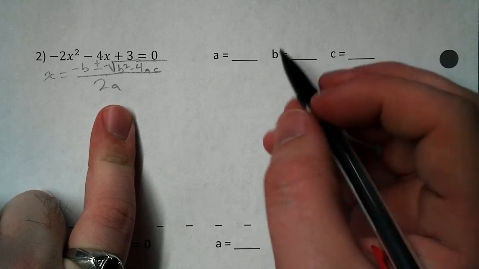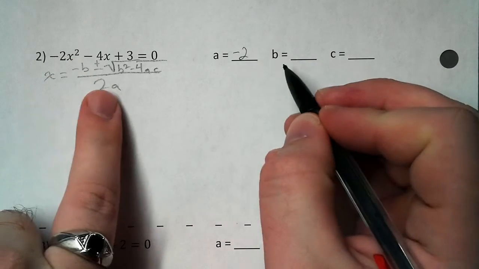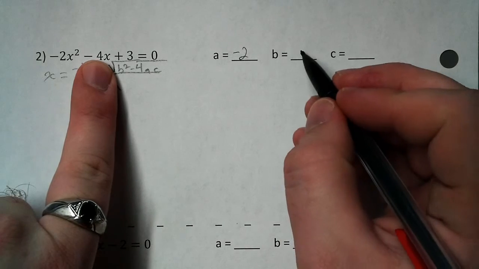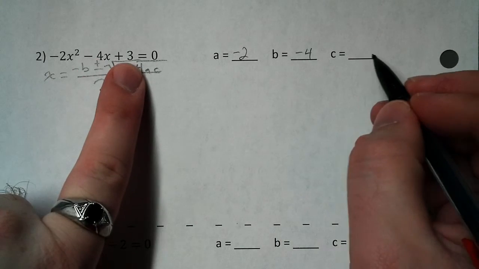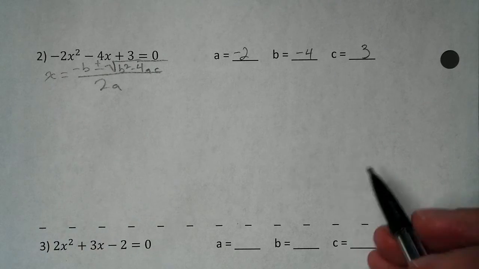Now that we have our formula down, let's get our a, b, and c and start to plug things in. A value here is negative 2. B value here is negative 4. C value here is positive 3. And we're just going to plug all those values in here.